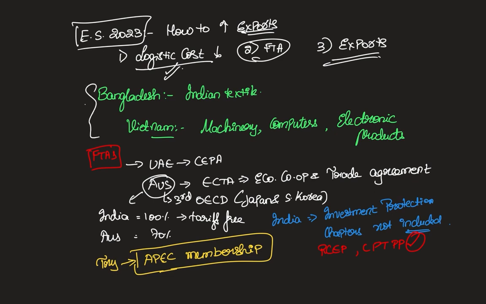And it also mentions how Bangladesh and Vietnam are potential competitors for India, but eventually India will outsmart them because of our sheer size of the market. Bangladesh is competing with us with textiles, and Vietnam is competing with us in terms of manufacturing, that is machinery, or whether it is computers or electronic products.